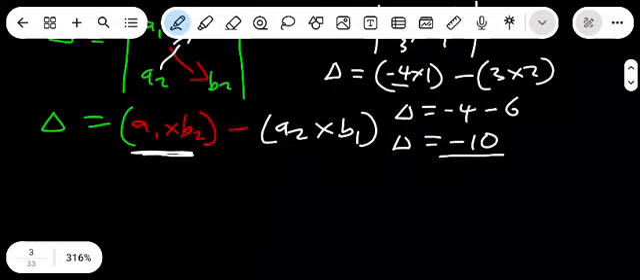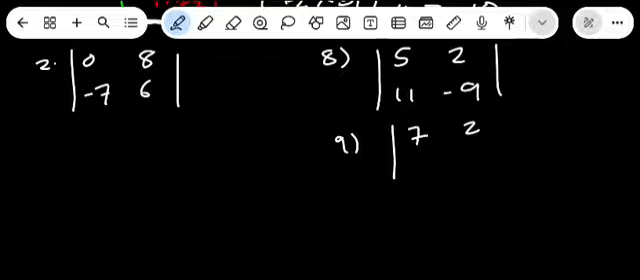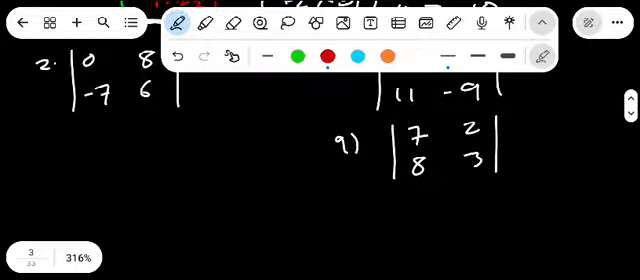All right, let us practice some more of them. Let's say you've been given matrix 7: 0, 8, negative 7, 6. Matrix 8: 5, 2, 11, negative 9. And matrix 9: 7, 2, 8, 3. Let us find the determinant for the first matrix.